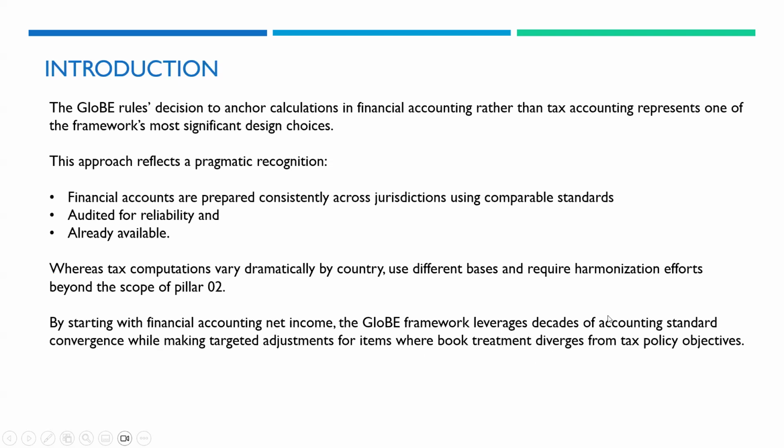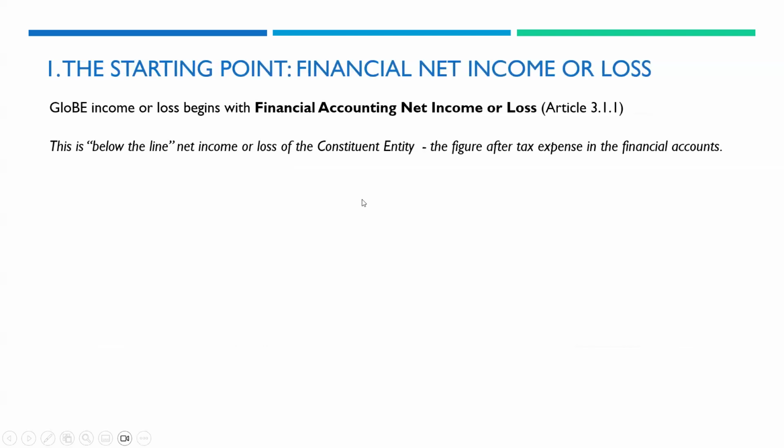So, long story short, you will be using the accounting books of the constituent entities. You will not look at their domestic tax workings. Just like when you prepare corporate tax, the first step is accounting income. In Globe also, the first step is accounting income. Now, Globe income begins with financial accounting net income or loss, that is, the bottom-line net income or loss of the constituent entity after tax expense. Okay, this is the starting point.